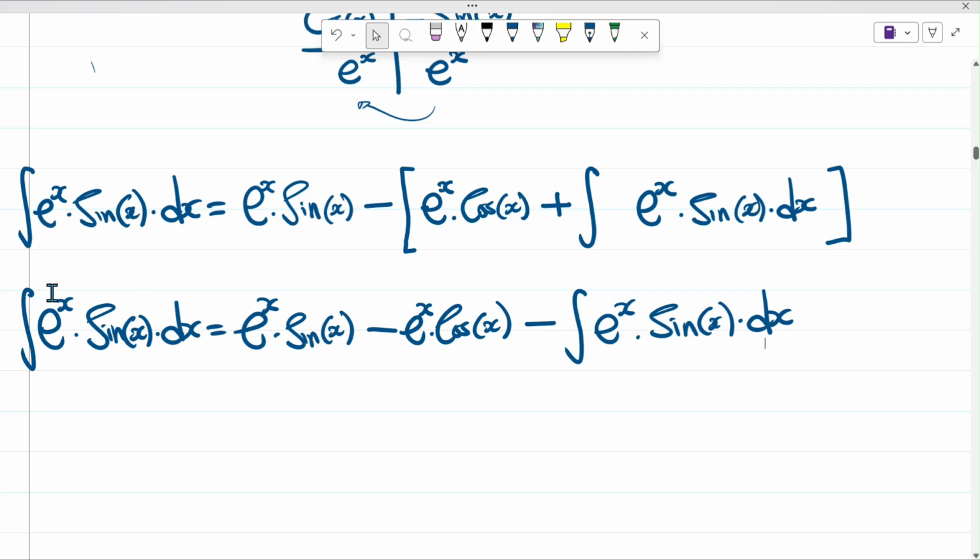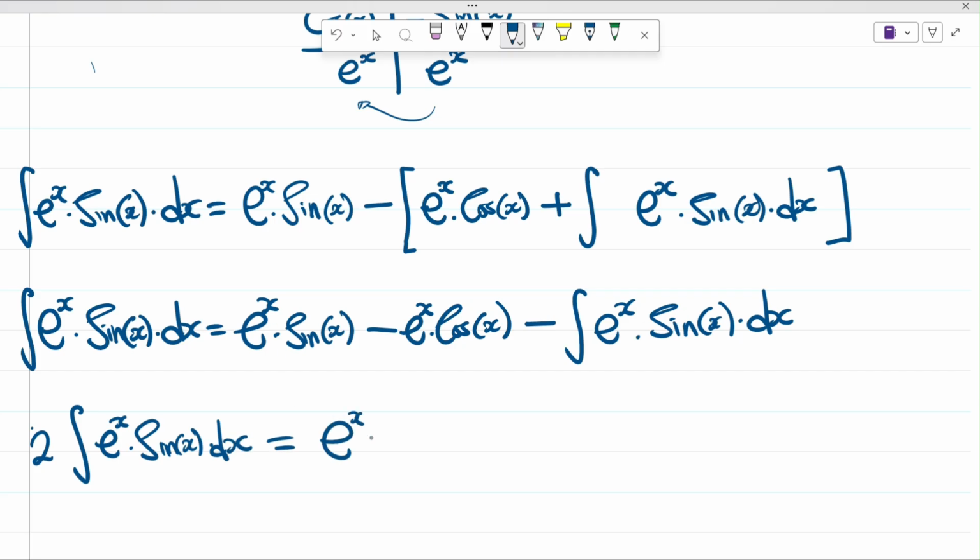Also, this one is negative, so when we take it to the other side, it's going to change the sign. Since it's negative here, when it goes to the other side, it's going to change the sign. So it's going to end up becoming 2 integral of e to the power of x sine of x dx, which is going to be equivalent to whatever is left here, which is e to the power of x sine of x minus e to the power of x cos of x. You see, these are the only things left on this side.